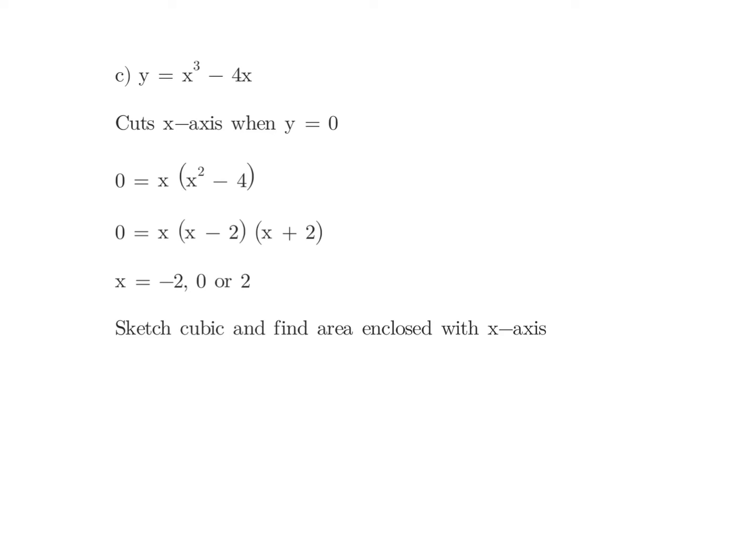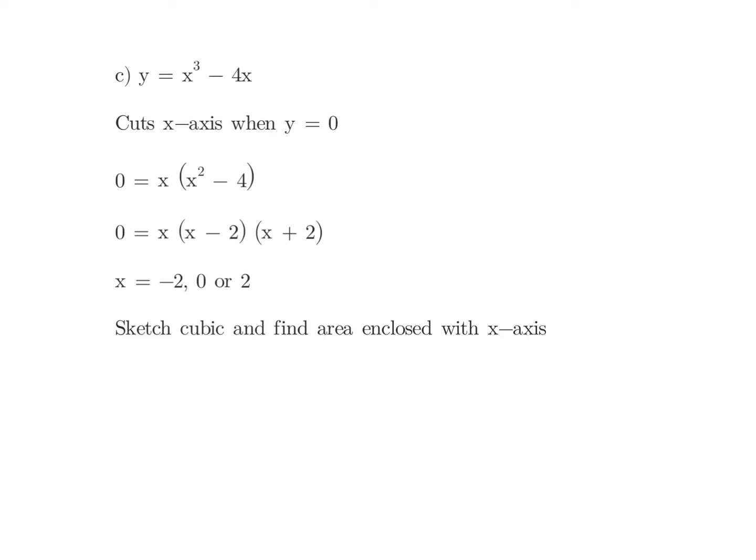All right, on to our final one. x cubed minus 4x. So this is a cubic, but we're only focusing at the moment, we're not looking at where the stationary points are. We're only focusing on where it cuts the x-axis because we're finding the area with the x-axis. So factorise, take the x out the front. Then you get a difference of two squares inside, so you get x outside of x minus 2 times x plus 2, giving you x values of minus 2, 0, or 2.